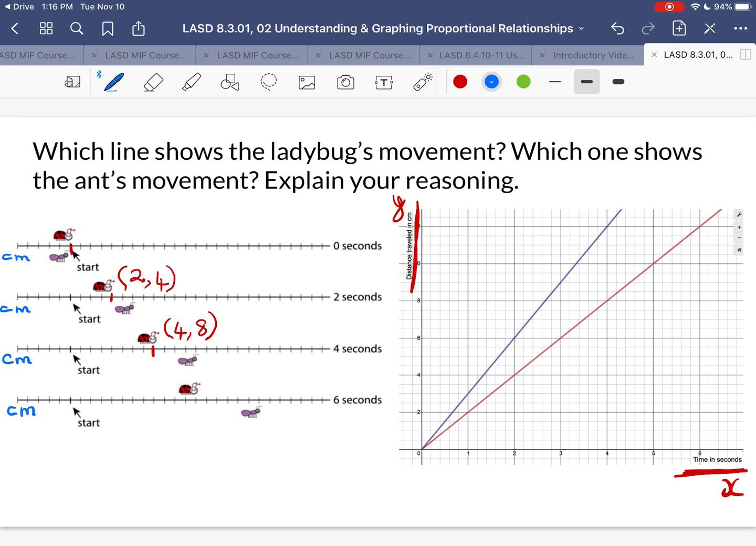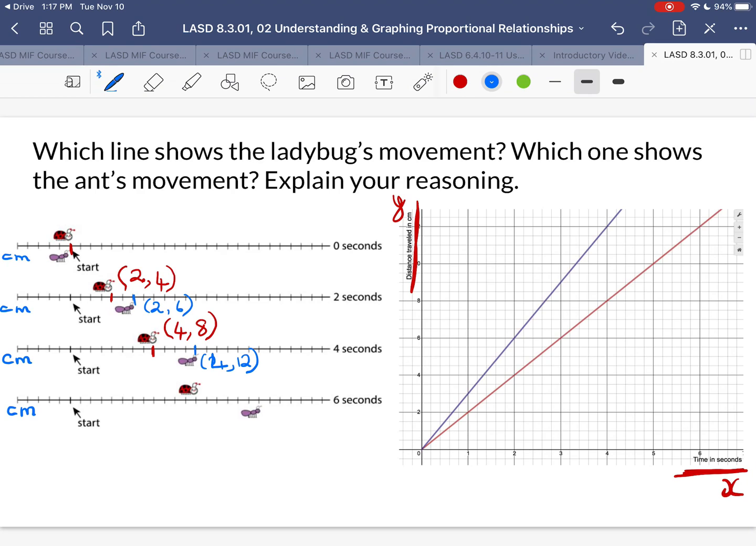After 2 seconds, the ant has travelled 6 centimetres. And after 4 seconds, the ant has travelled 12 centimetres. So this is going to be 4, 12. And there are lines already drawn here, so let's match them up with the bugs.